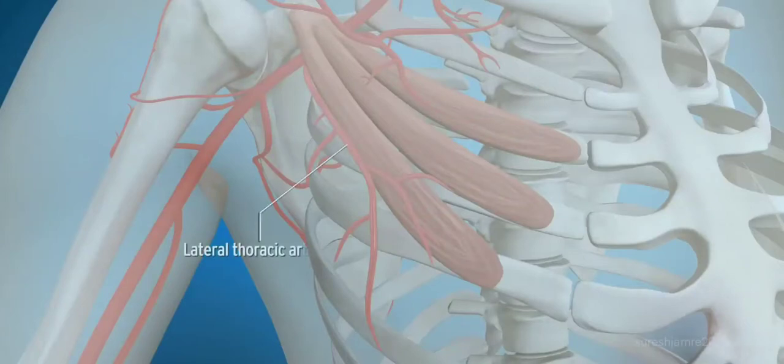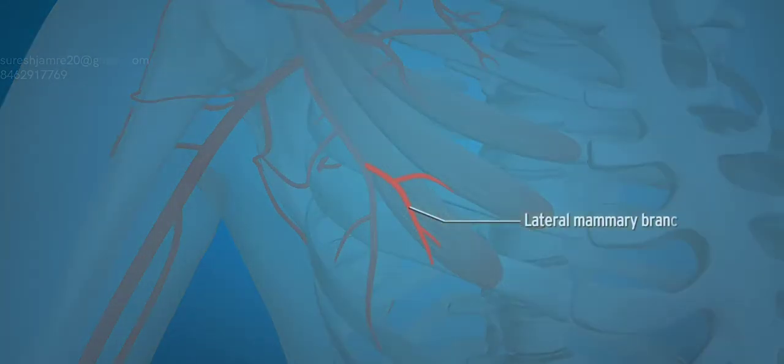Lateral thoracic artery. It runs along the lower margin of the pectoralis minor muscle. The artery is smaller in males. It is quite large in females to supply the breast, where it gives lateral mammary branches.